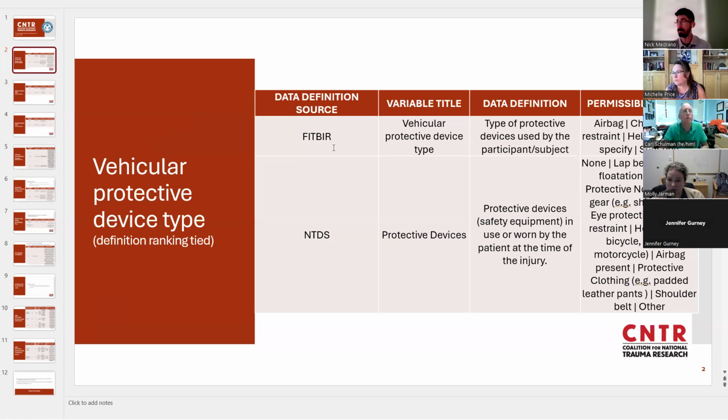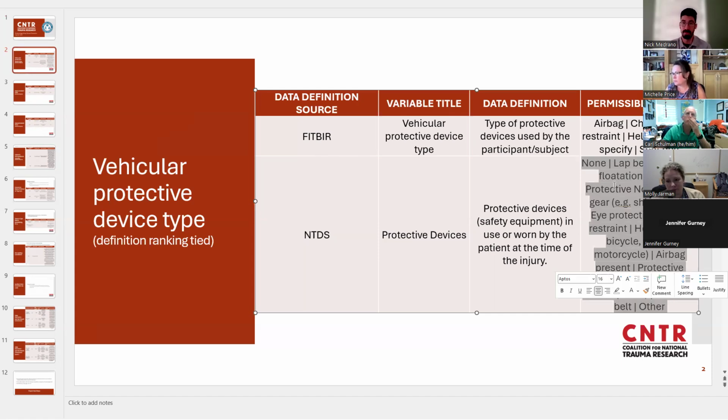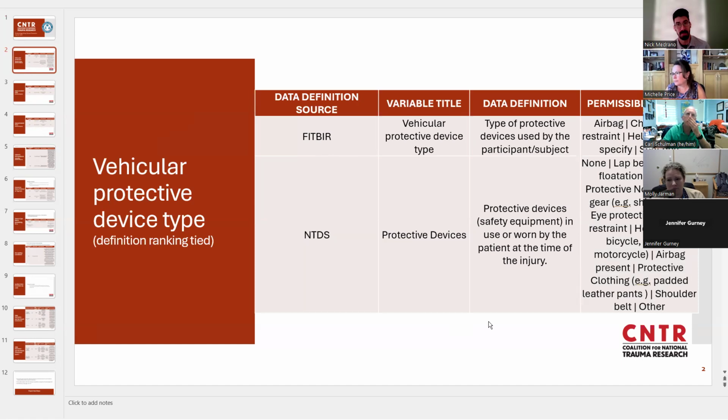So this is a case where we could select one if we think that one is sufficient, or there's the potential of creating two separate CDEs, one that's specific to vehicular protective devices, and one that's more broad. Keeping in mind that there are protective devices listed under the permissible values for NTDS that are also related to vehicles. That's what we need to figure out for this data element. I think you can find all the FITBR ones within the NTDS: child safety restraint, child restraint, helmet, airbag, other, and seatbelt.